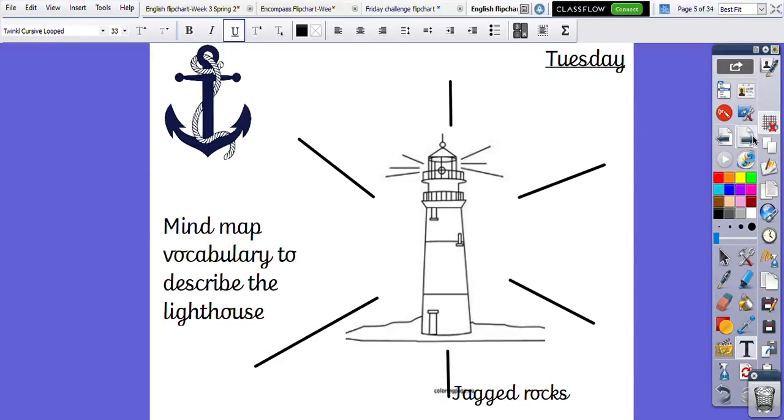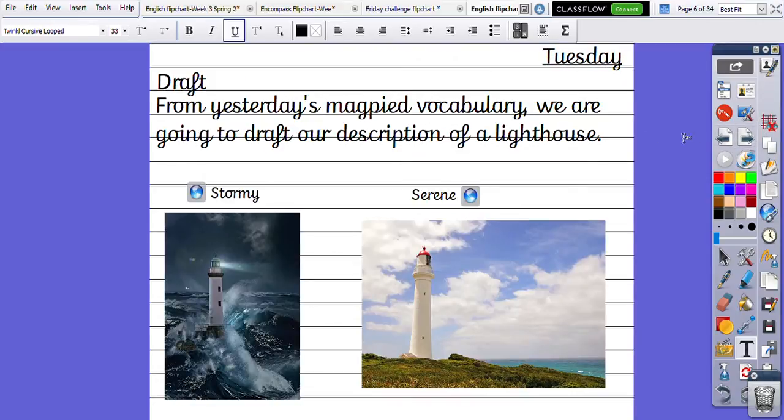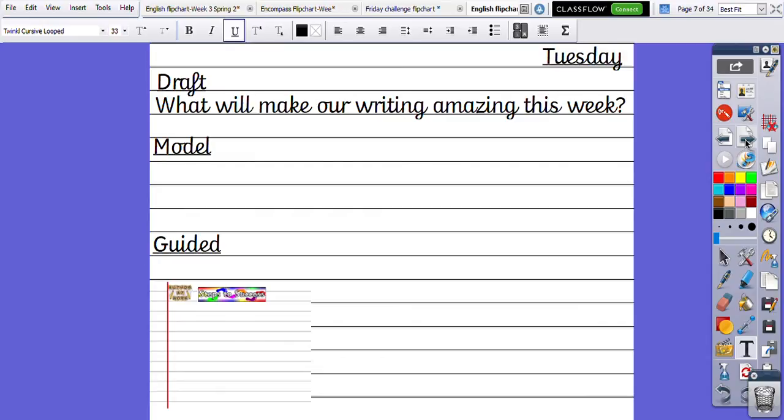Okay, so we have completed our anchor task, and today we are drafting your setting description about the lighthouse. Some of you will have done the stormy lighthouse scene, some of you will have done the serene, peaceful lighthouse scene on a beautiful day. So we have magpied our vocabulary and we are going to start drafting. Have a think now, pause the video. What will make our writing amazing this week? What will blow our readers away?